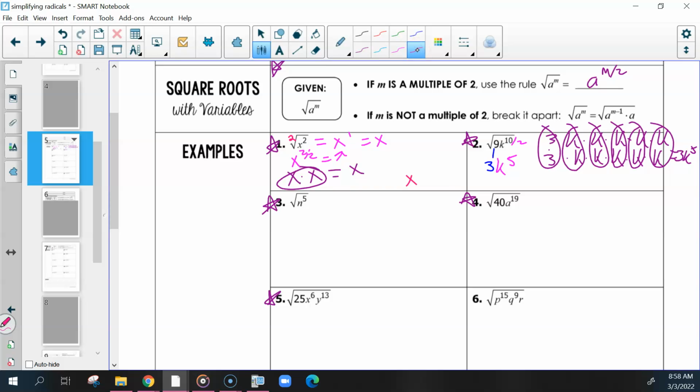For the last one, if there's an invisible 2 out here, 2 goes into 10 how many times? 5. With that one, there's less work to really show. You have to just do it.